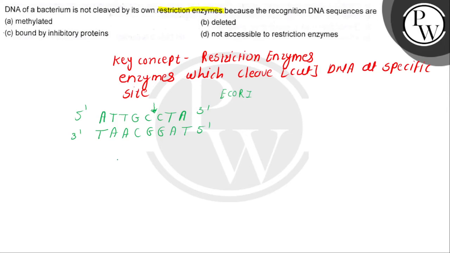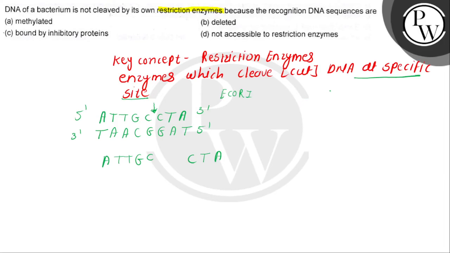Now suppose it acts on this site, then the DNA is cut into two pieces like A, T, T, G, C, and C, T, A. These are the two fragments created by this EcoR1. So restriction enzymes are the enzymes which cut the DNA only at the specific site, not any other site or randomly.